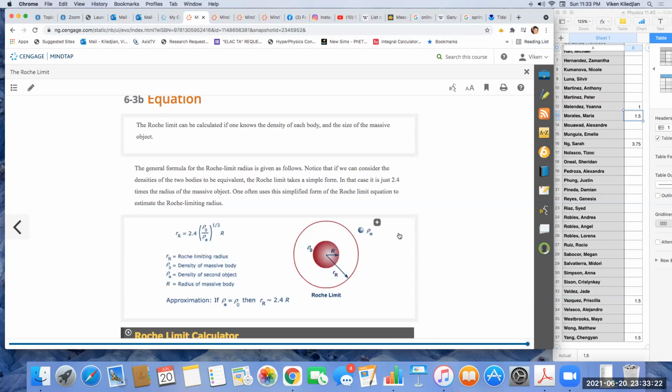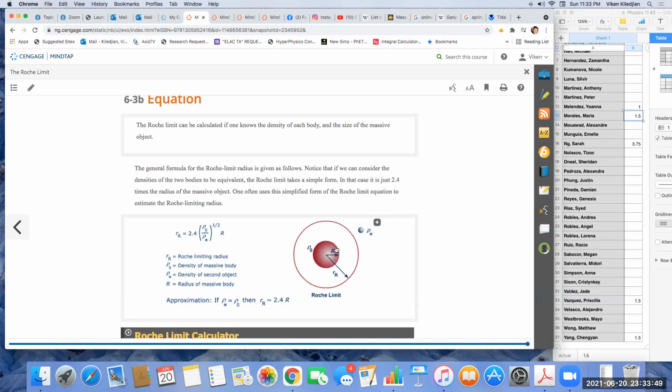Okay. So in other words, here's the Roche limit of this planet. You have to take 2.4 times the density of that planet divided by the density of that moon to the 1/3 power, cube root of that, times the radius of that planet. So notice that we don't need to know the radius of the moon.